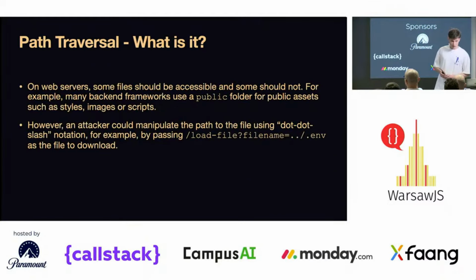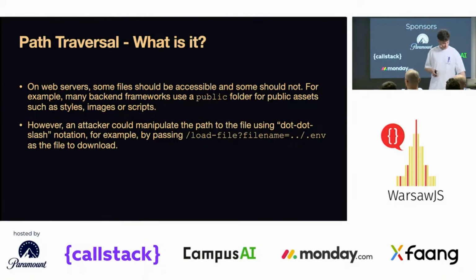The next vulnerability is called path traversal. It's also known as directory traversal. Most web servers have some kind of public or assets folder where they store some style sheets or JavaScript or images that are supposed to be accessible by users. But if you do not set up your server correctly, an attacker could access some arbitrary files outside of this public folder from your server.